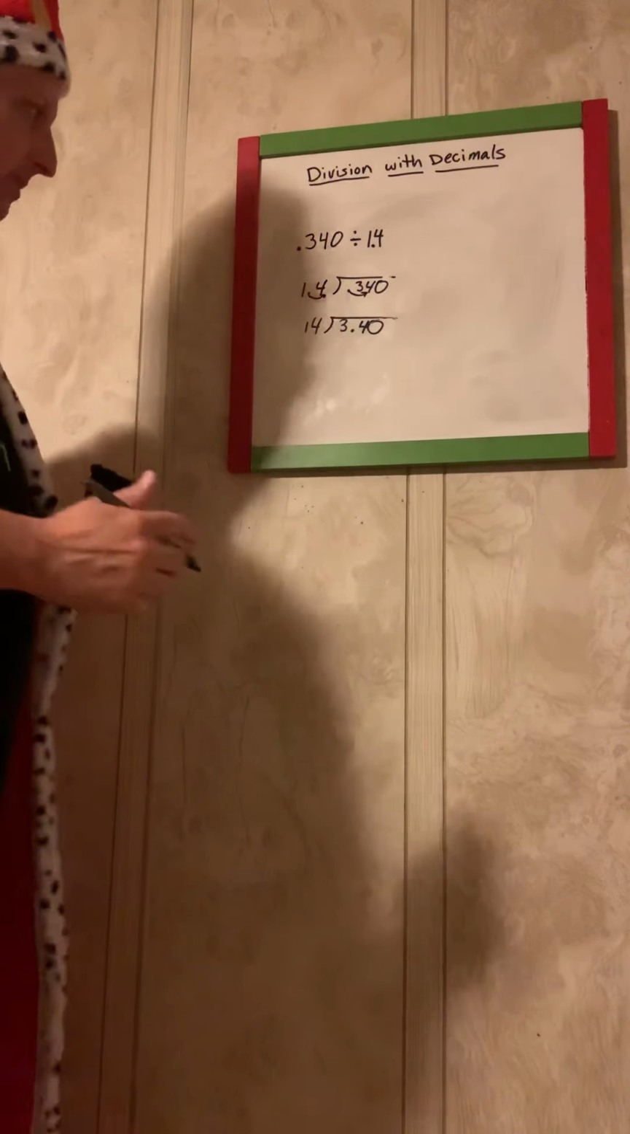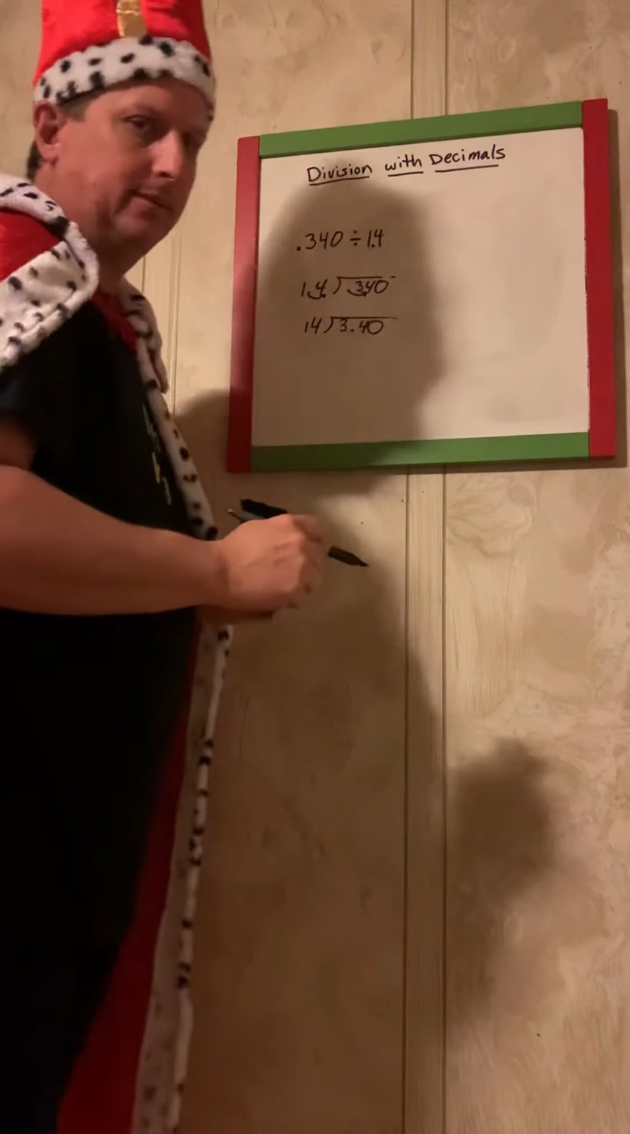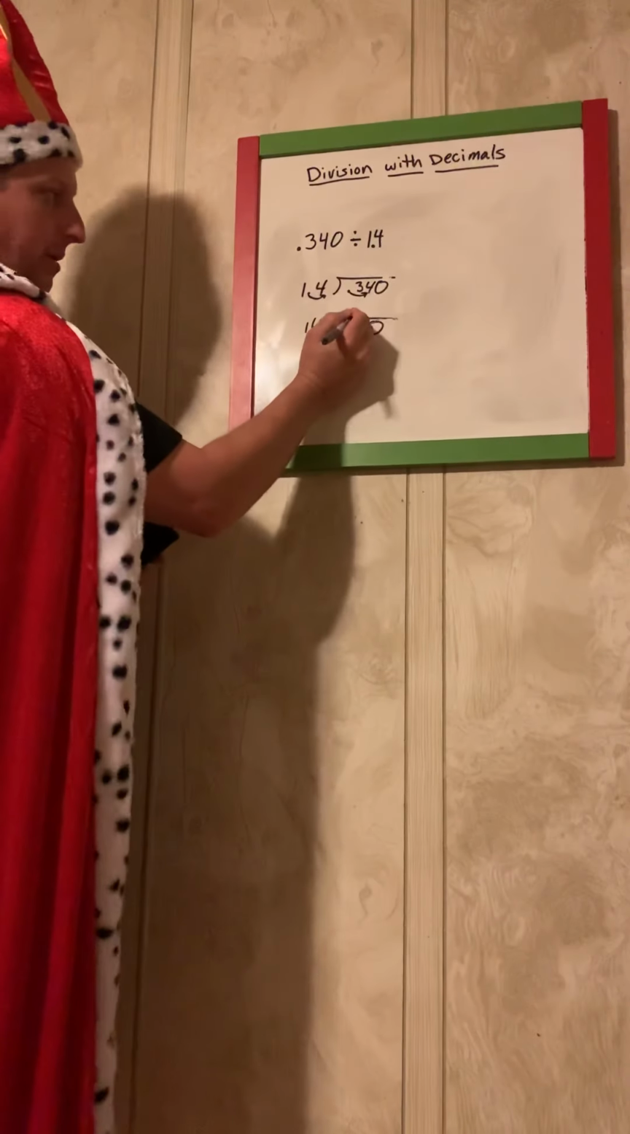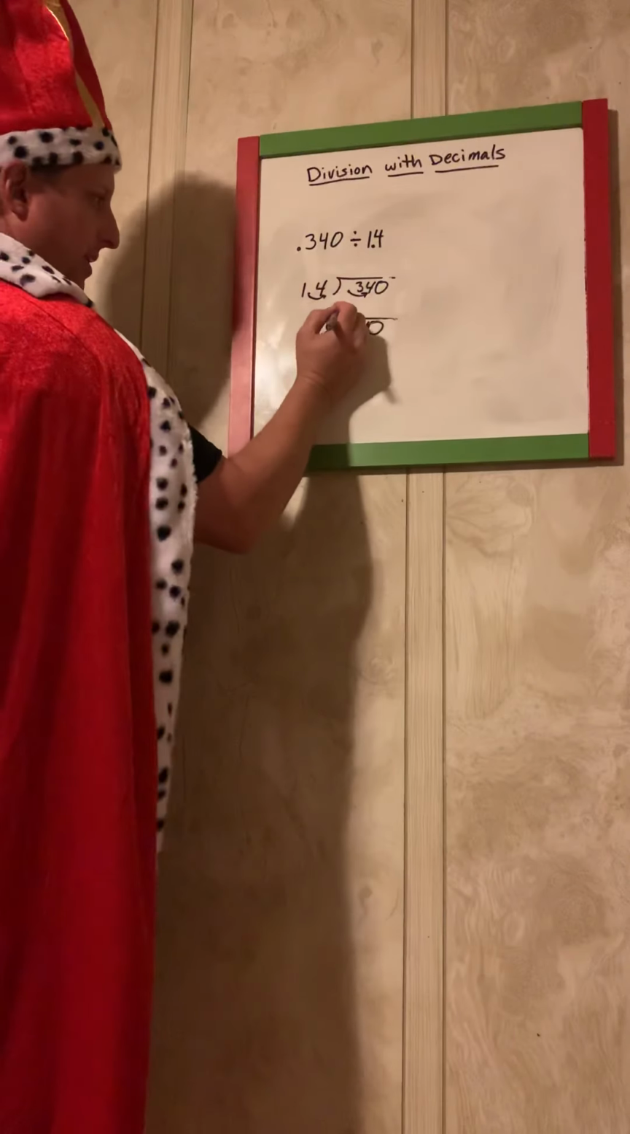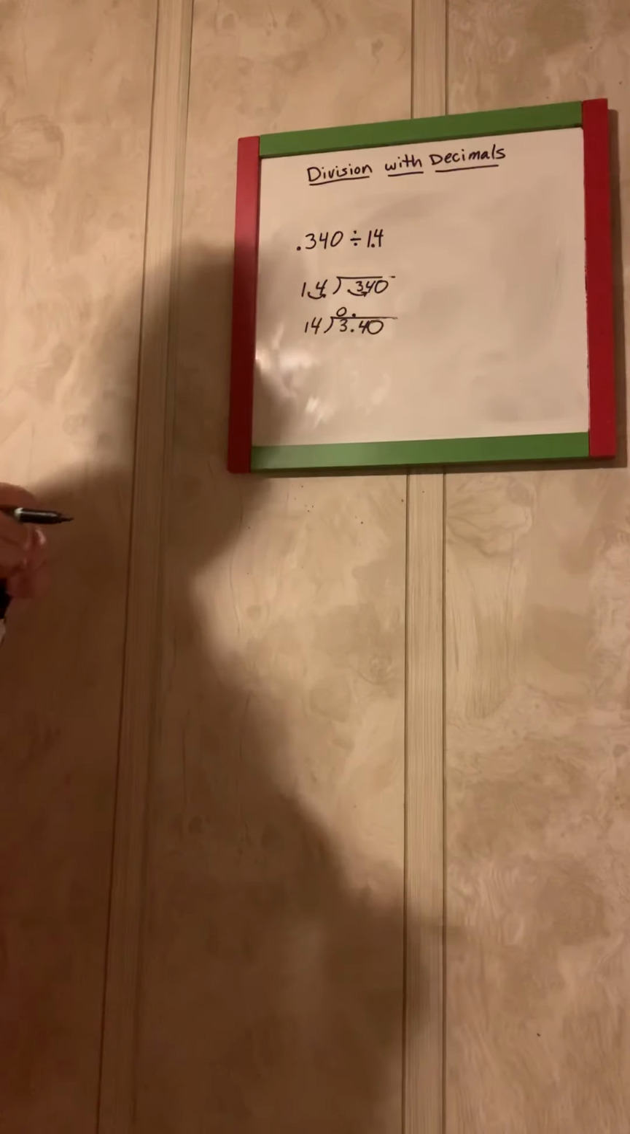Let's do our division. Can 14 go into 3? No, it cannot. Oh, before I start, let's move up the decimal. Can 14 go into 3? No, it cannot. So that's a 0. Can 14 go into 34? Yes, it can. How many times?